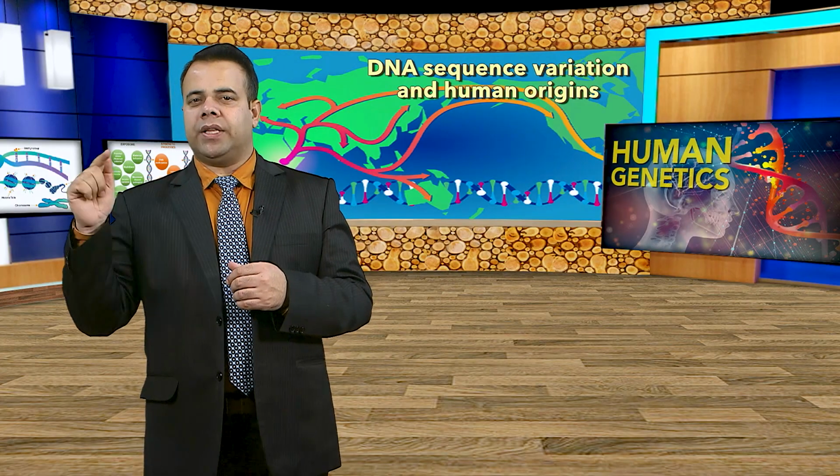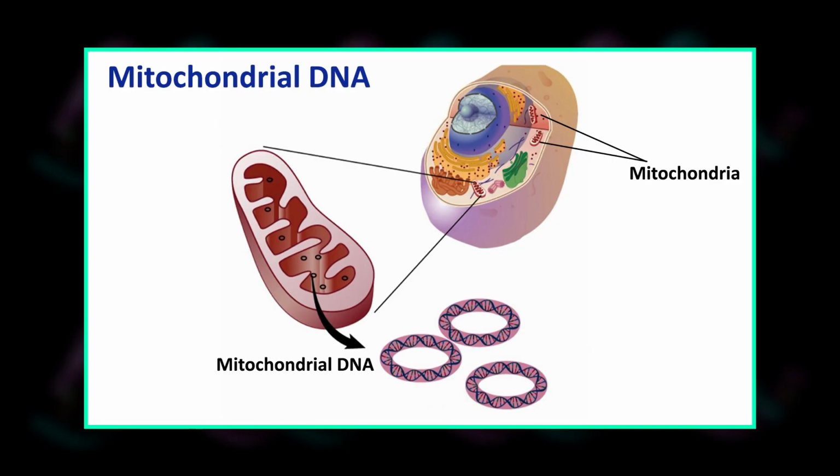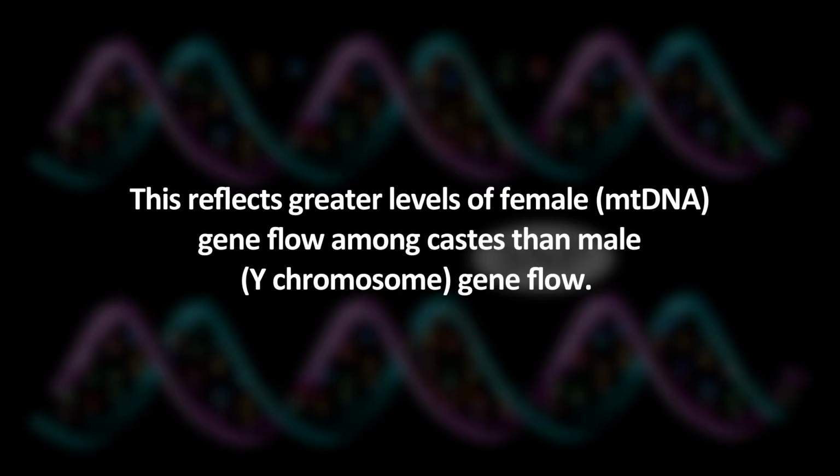Most evidence supports a Southeast Asian origin of Polynesian populations, with mixture between these individuals and Melanesian populations as they spread through the South Pacific. An analysis of mitochondrial DNA, Y chromosome, and autosomal variation in South Indian caste populations indicated less differentiation among castes for mitochondrial DNA than for Y chromosome DNA. This reflects greater levels of female mitochondrial DNA gene flow among castes than male Y chromosome gene flow.